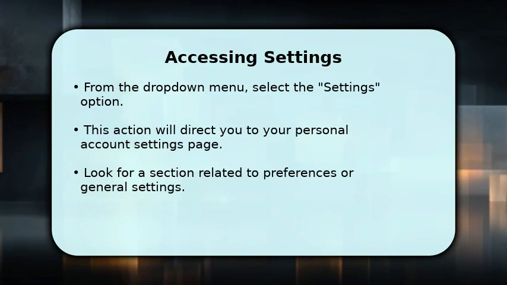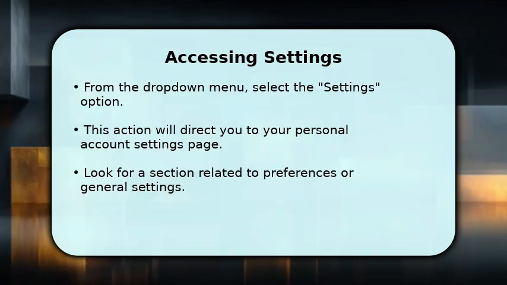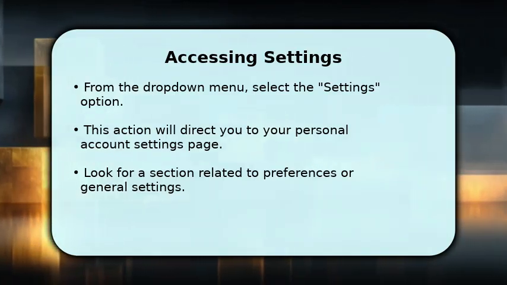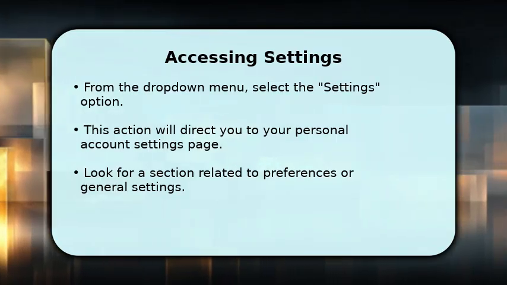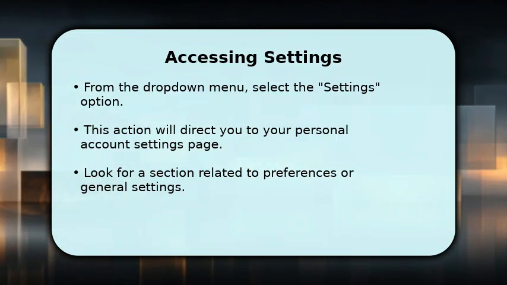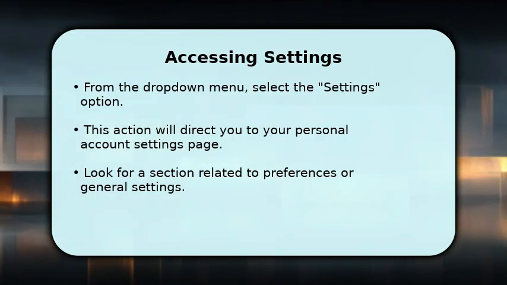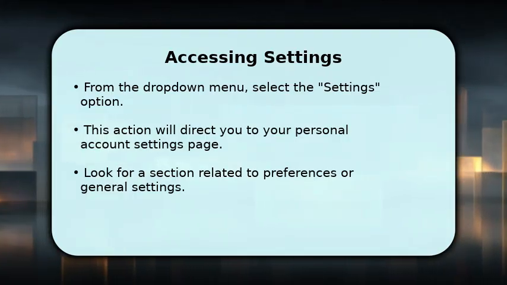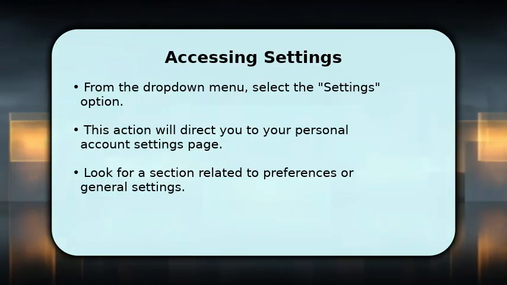Once the drop-down menu appears, you'll need to select the Settings option. This will take you to your personal account settings page, where you can manage various aspects of your Binance profile. On this page, carefully look for a section that deals with General Preferences or Display Settings, as this is where the time zone option is typically located.